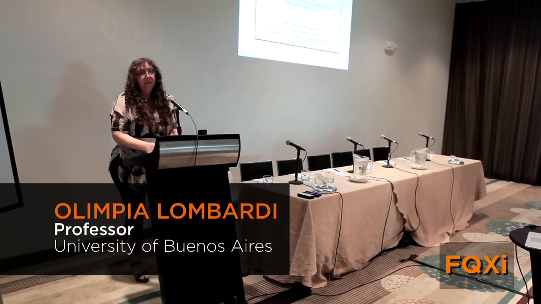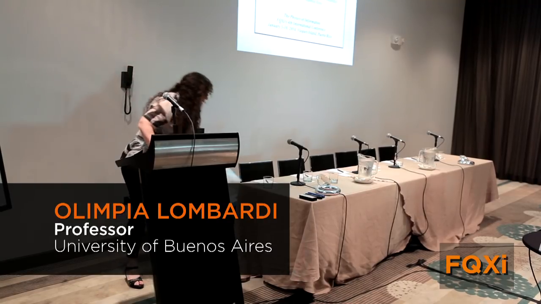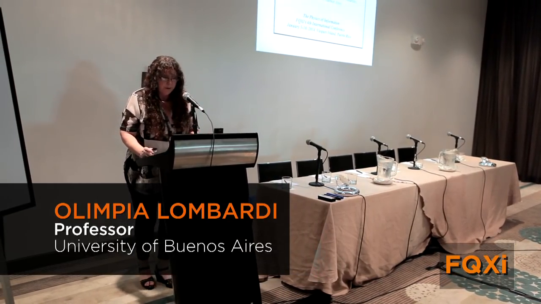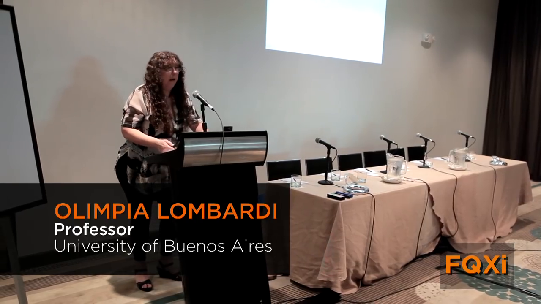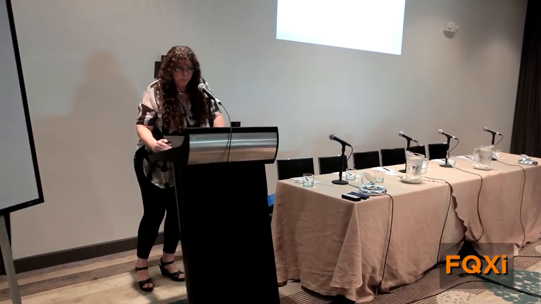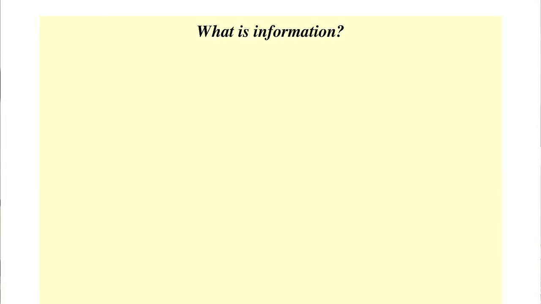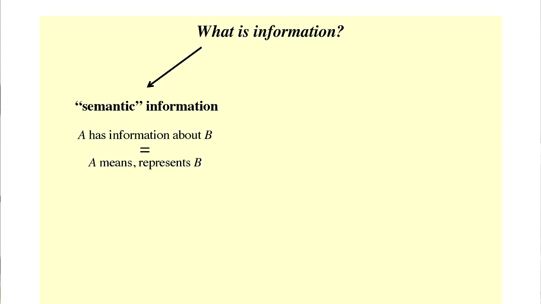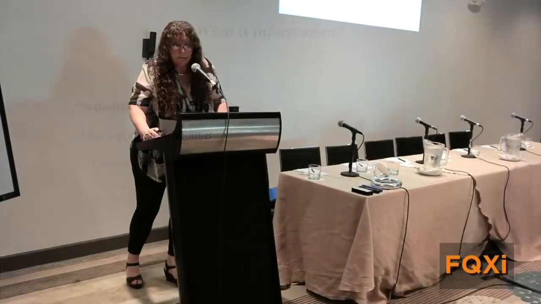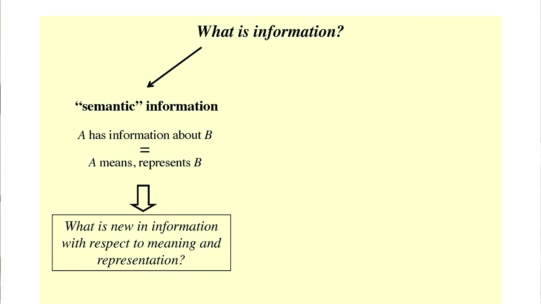I think that the most provocative thing is to pose questions, so I will ask questions to you. In general, there are two views about information. According to the semantic view, A has information about B if A means or represents B, where B is the content of information. The question here for philosophers is, what is new here with respect to the traditional discussions about meaning and representation?